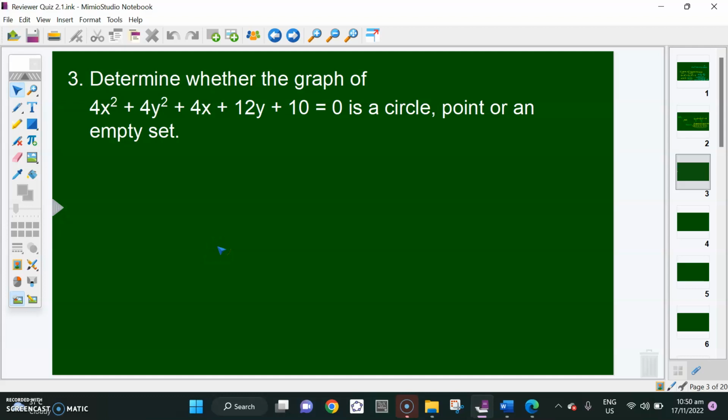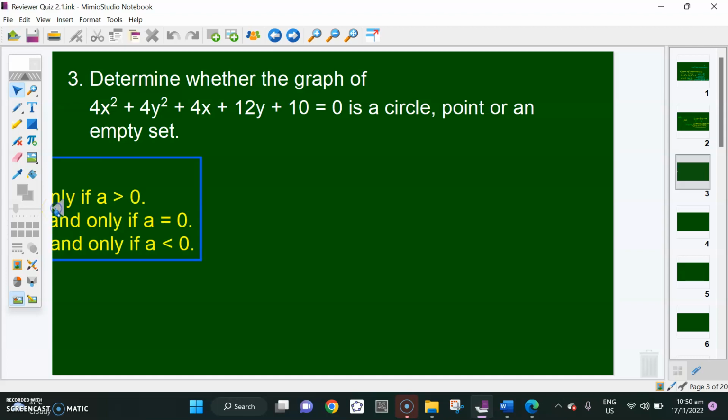Okay, problem number 3. Determine whether the graph of the circle 4x squared plus 4y squared plus 4x plus 12y plus 10 equals 0 is a circle, point, or an empty set.